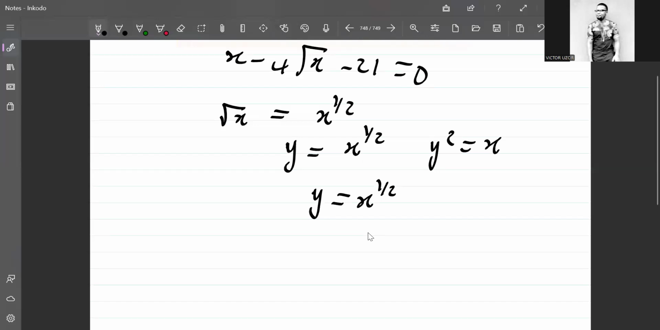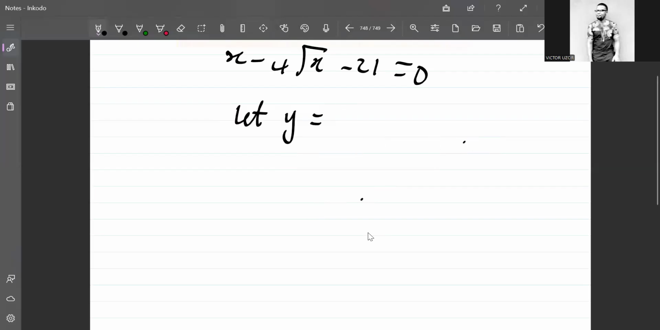I will say let y be equal to square root of x. If y is equal to square root of x, then x will be equal to y squared. Because for me to get x, I'm going to square both sides.